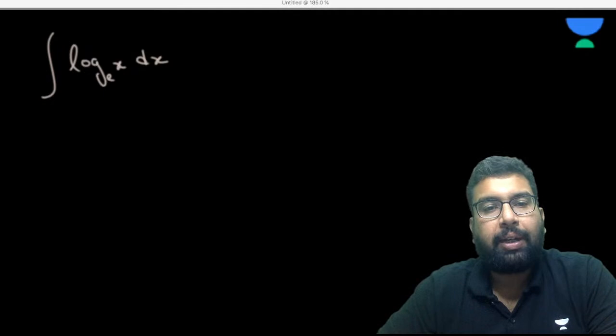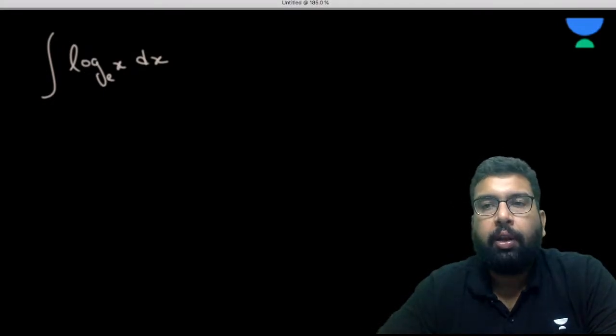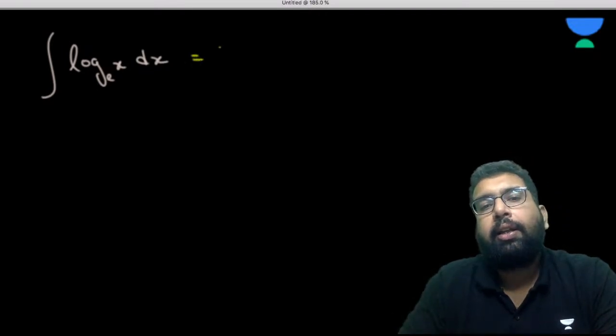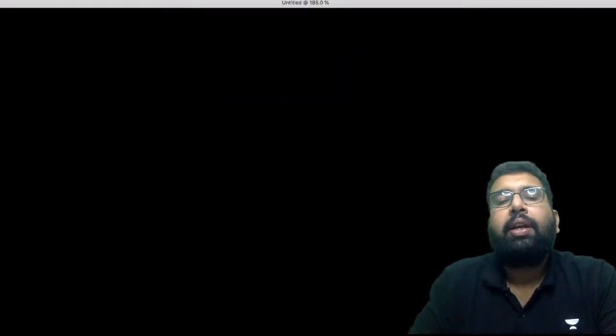So how can we do it? This is important, and you may consider this as a formula as well. So how can we write it? Can I write it like this? Integration of 1 times log base e x dx. Can we write it like this? Yes, we can write it like this.